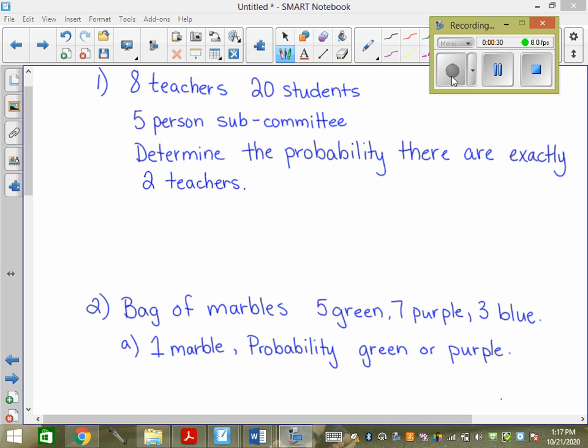We have 8 teachers, 20 students, 5-person subcommittee. That affects the top and the bottom, but mainly the bottom. And then after the words determine the probability, what comes after affects the top. There are exactly 2 teachers. So I need a 5-person subcommittee.